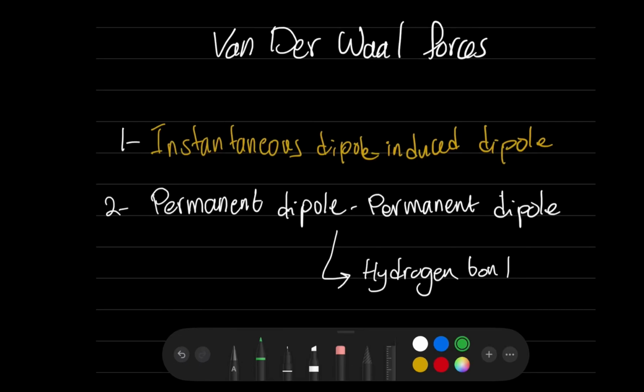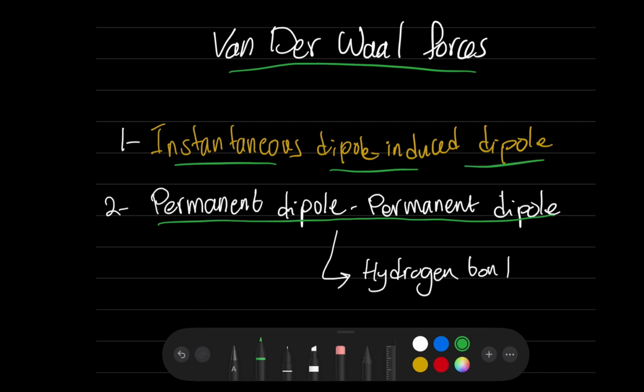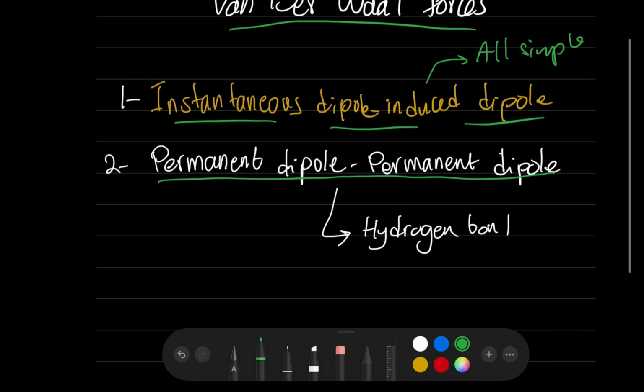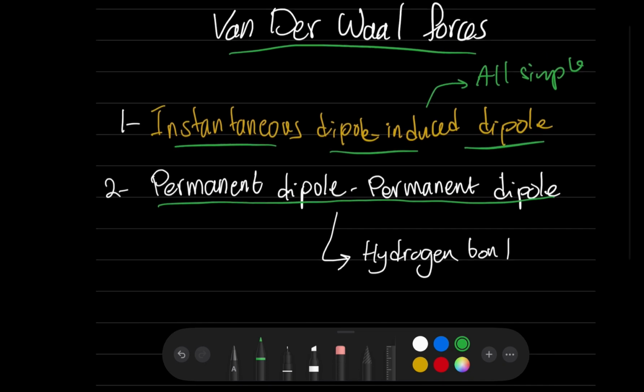Welcome everybody. Today we will start with the second type of van der Waals forces, which is permanent dipole. But before we start with this lesson, we have to make a simple revision. In the previous lesson, we covered the instantaneous dipole-induced dipole, and we said that this type is present in all simple molecules in the universe. You can check this lesson, by the way, at the link in the description box down below.